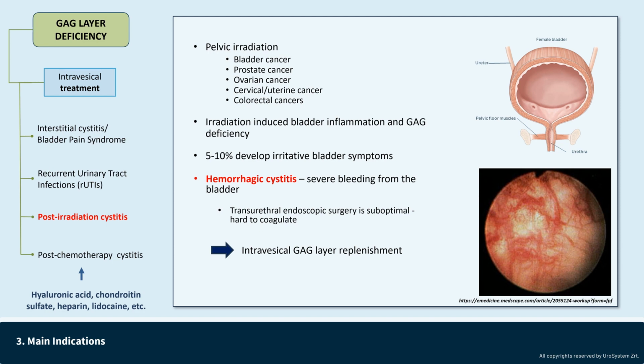And intravesical gag layer regeneration therapy is one of the most effective methods to treat post-irradiation cystitis. Once intravesical instillations have been indicated, there is an additional benefit of UroDapter in this patient group. Due to the condition of the bladder wall, catheterization has a high risk of causing bleeding during instillations. Therefore, performing intravesical instillations with the UroDapter is highly beneficial for both the patient and the therapist.